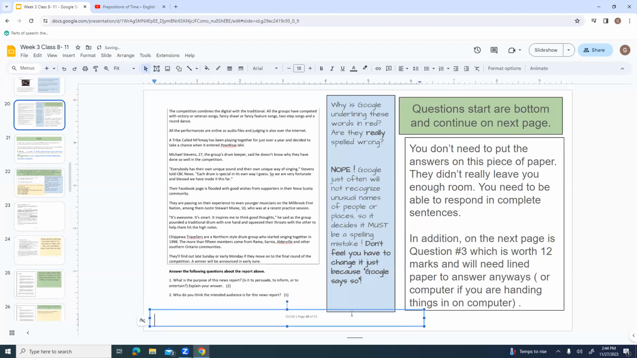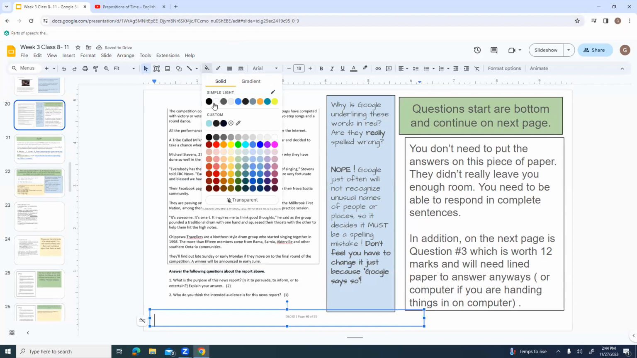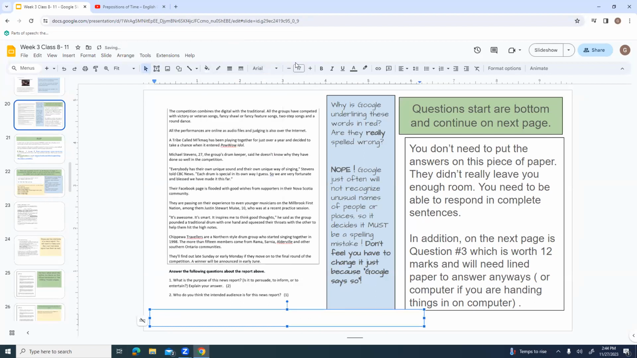I'm going to do this. I'm going to make it a little bit white just to cover things up there.